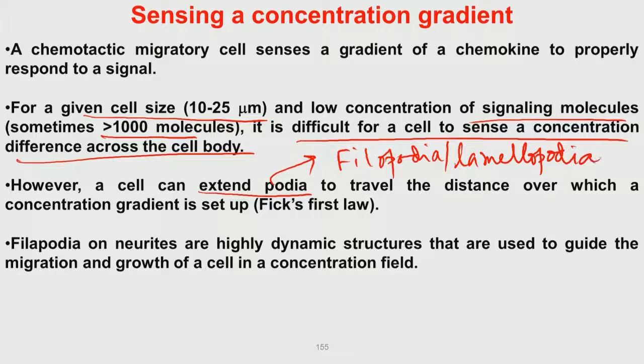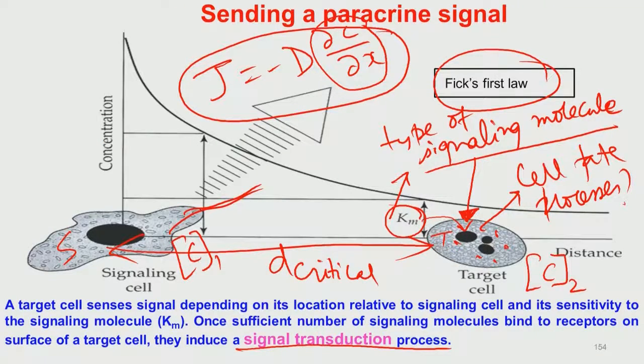cellular structures which also help the cells in the cell migration process to travel the distance over which a concentration gradient is set up. So, for example, from here the cell filopodia or lamellopodia can extend just to see, or from here the target cell can extend that filopodia or lamellopodia. So, these are cellular structures to sense this slightly higher range of signaling molecule concentration, simply because at the cell surface maybe the signaling molecule concentration is low enough that the signal transduction process is unable to be activated.